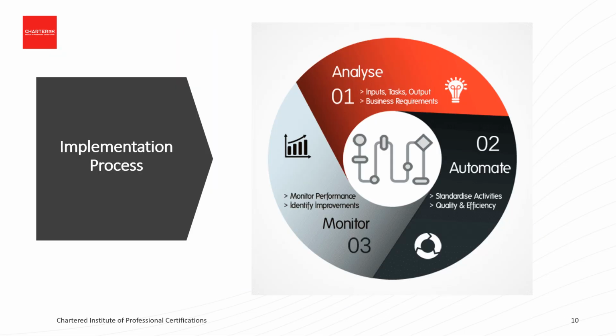Now we look at the implementation process. The implementation process of automation technology is a critical phase and requires careful planning and execution. Now this process involves several steps, including installing the software or hardware, configuring it to meet the company's needs, and training staff to use it.